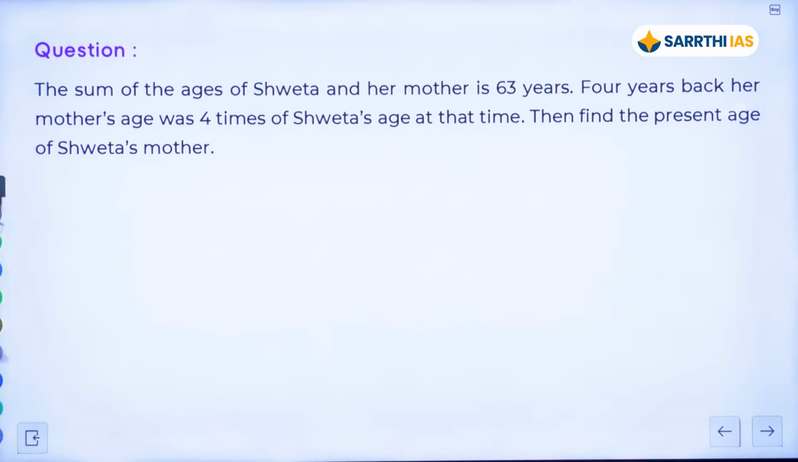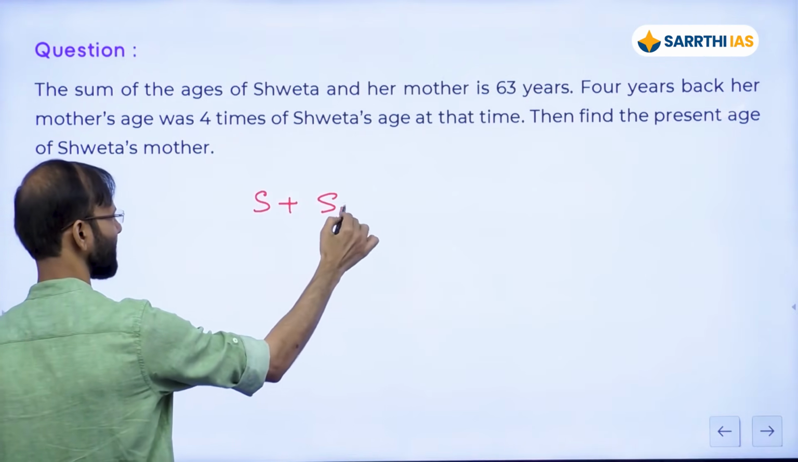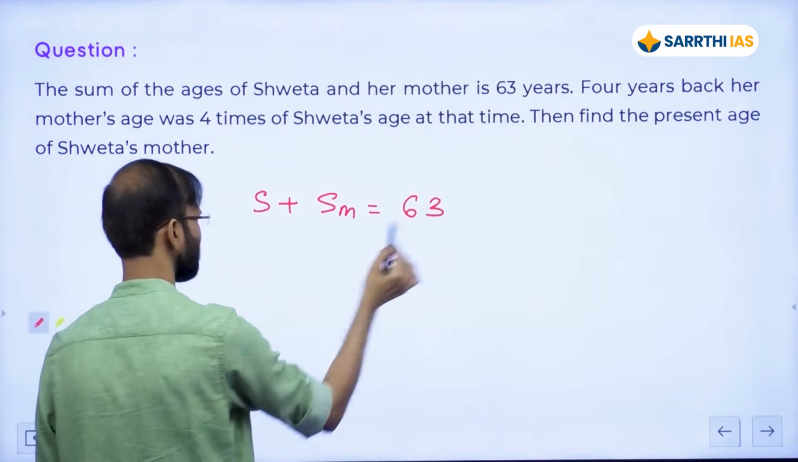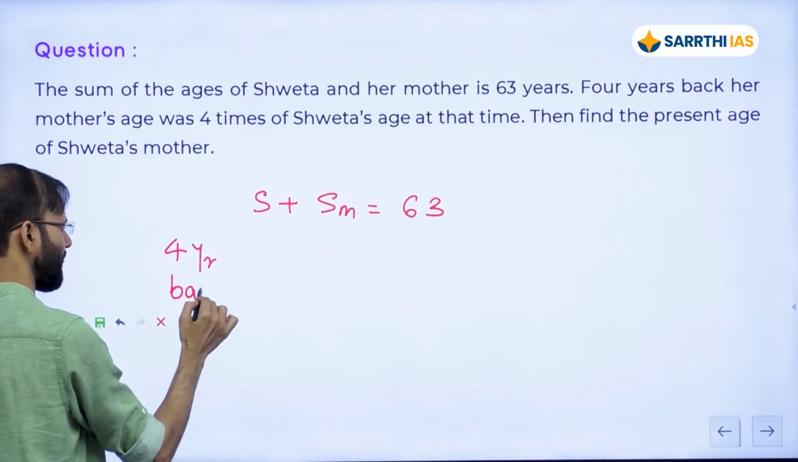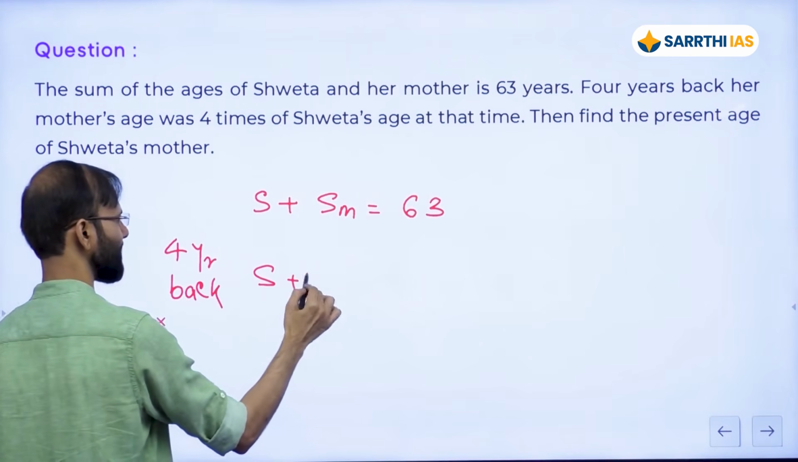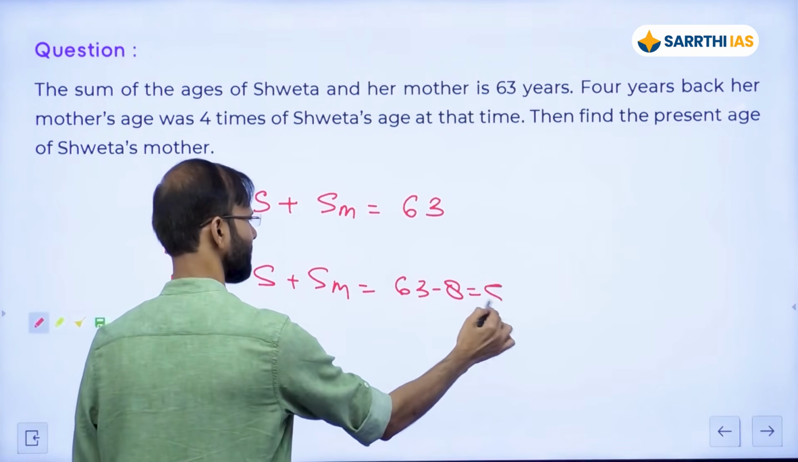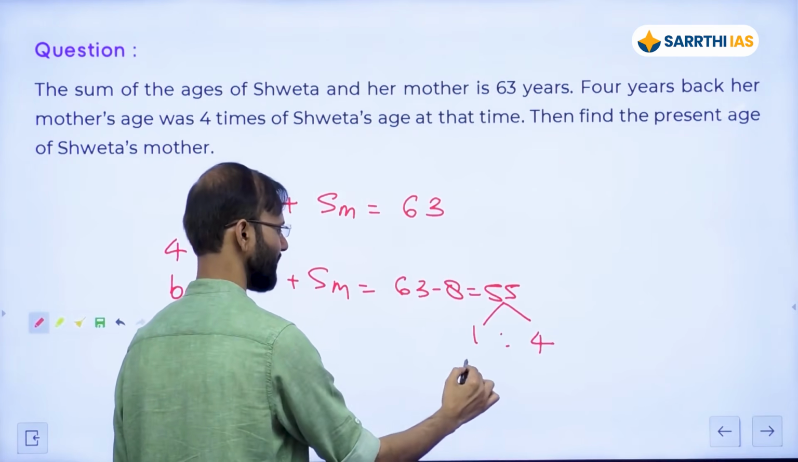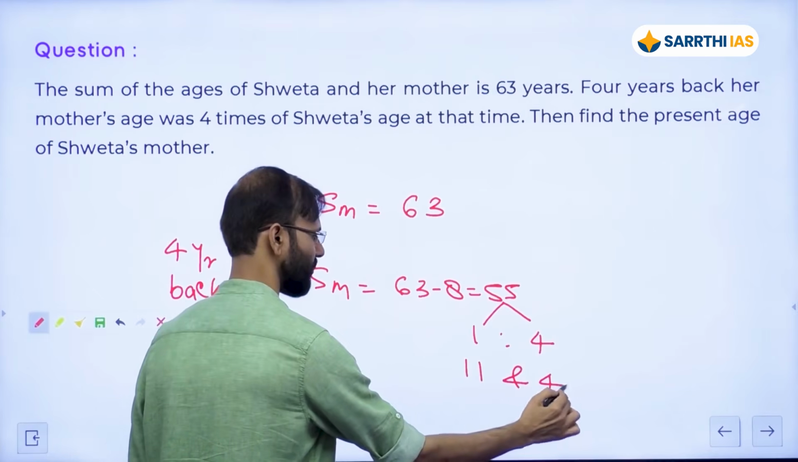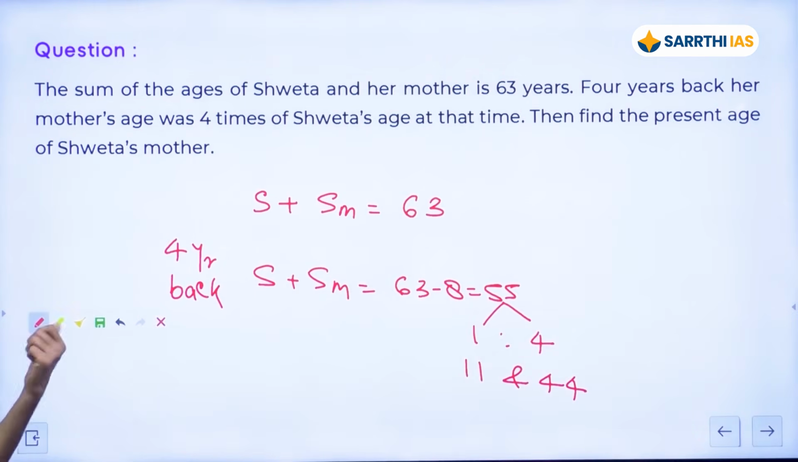देखिए, Shweta and Shweta's mother. Right, this is 63. So 4 years back, Shweta and Shweta's mother would be 63 minus 8, that is 55. And according to the question, this is 1:4, right? So 11 and 44, right? So present ages will be like +4, +4.